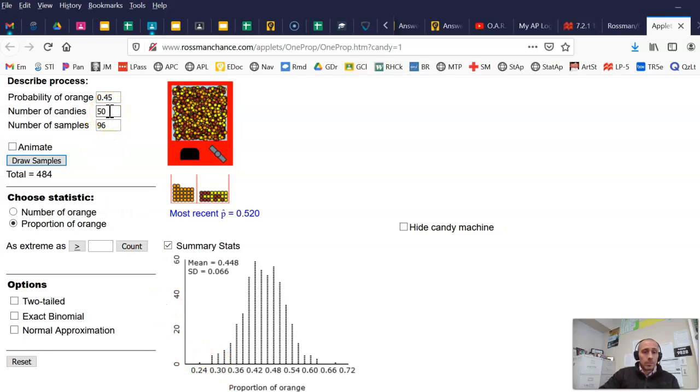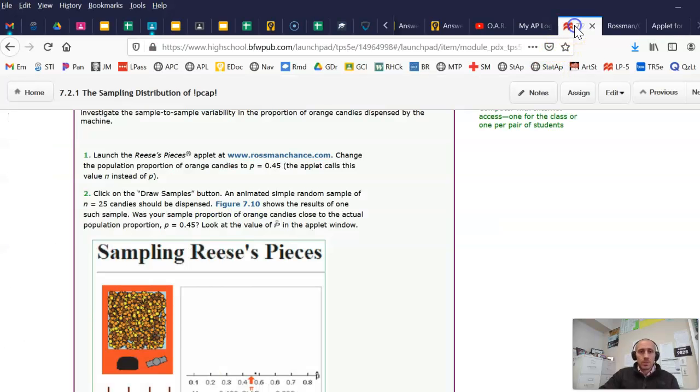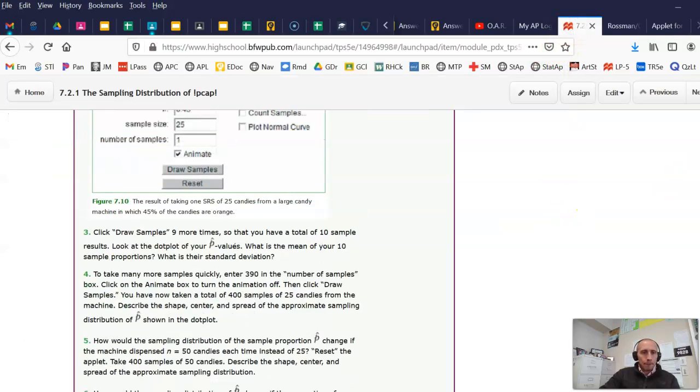Then I can start to look at how likely it is that I get a random sample of 50 Reese's and I get 20% orange. Well, if I got 20% orange, that's not happened at all so far in the 484 samples we've drawn. So I might think something's wrong, the machine's broken, it's not really 45% orange. So a couple of things to think about.